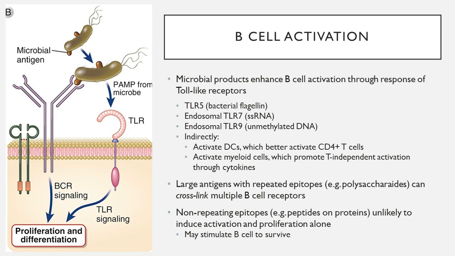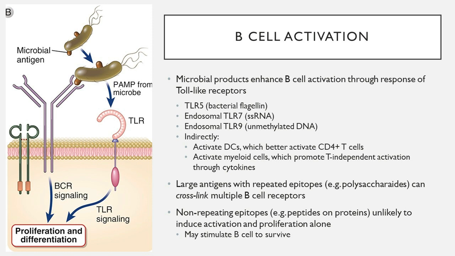Other pattern recognition receptors, like toll-like receptors, are present on B cells that aid in proliferation, differentiation, and activation of B cells. B cells have a more limited variety of toll-like receptors than other cells like dendritic cells, but they do have abundant amounts of toll-like receptor 5 for bacterial flagellin, and endosomal toll-like receptors 7 and 9, which recognize nucleic acids.